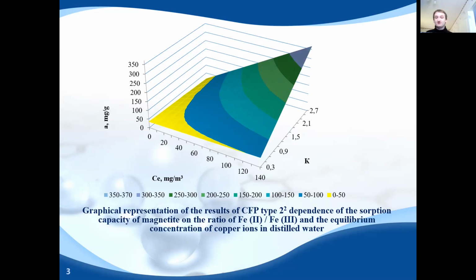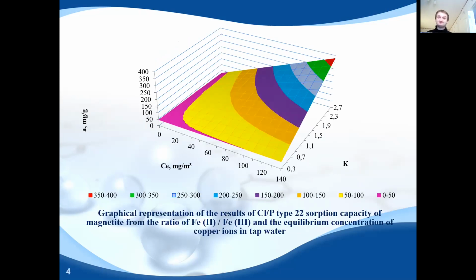If we look at the figure, we can say that in this case the mechanism of activated adsorption takes place. The reason for this is that the copper ions are included in the crystal lattice of magnetite. At low concentrations of copper, at K 1 to 1 and 2 to 1, almost complete extraction of copper is observed, which can be explained by this mechanism of sorption. In this case, heavy metal ions practically do not desorb from magnetite without acid treatment and destruction of the structure of the sorbent. Next slide.